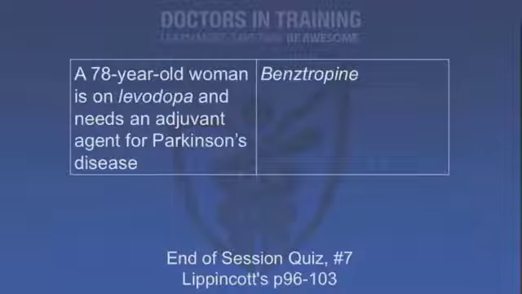A 78-year-old woman is on levodopa and needs an adjuvant agent for Parkinson's disease. This could be several different things, but in our list of medications here, probably benztropine would be the best one.